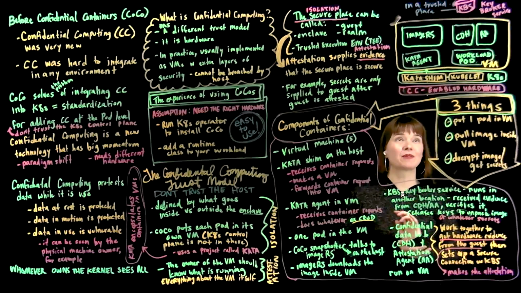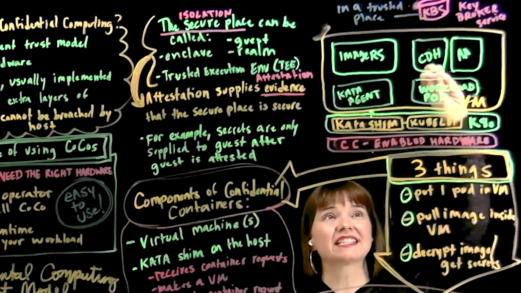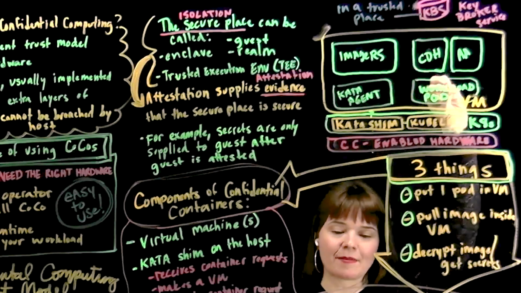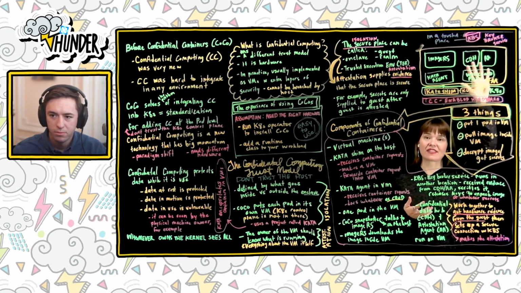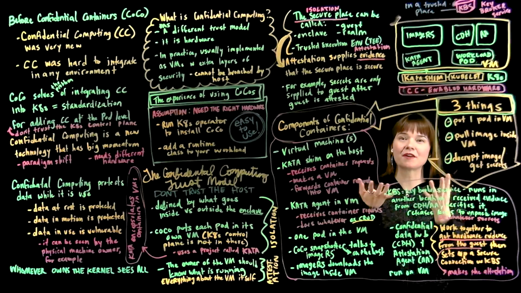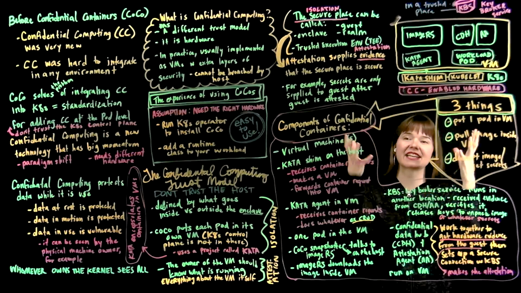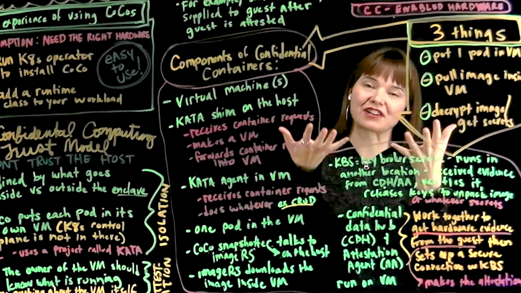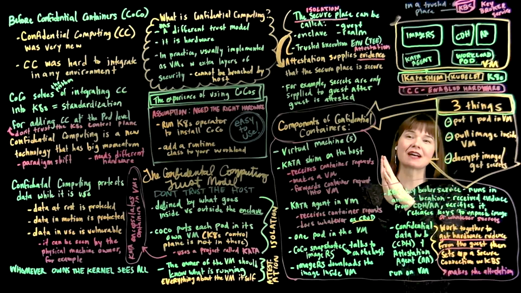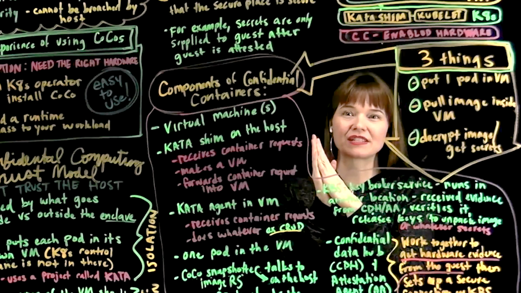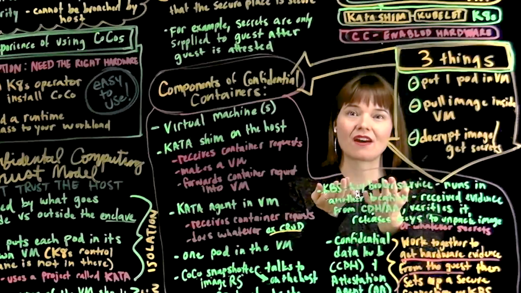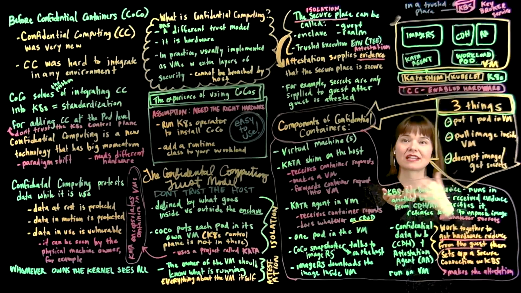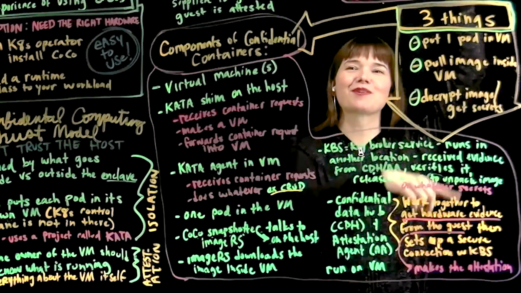The other thing I thought was really interesting is that the CDH, the confidential data hub, and the attestation agent are working together to attest the environment, but they're actually assessing the environment that they're running in. That seems complex, but I think it's worth mentioning because it's cool and interesting that they're not getting any outside information. They're doing what they can from where they are, creating a picture of what this looks like, and then presenting that to the key broker service.